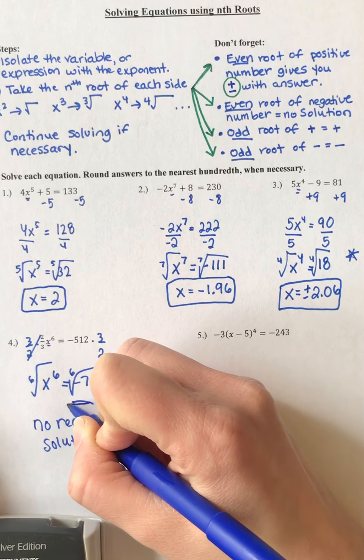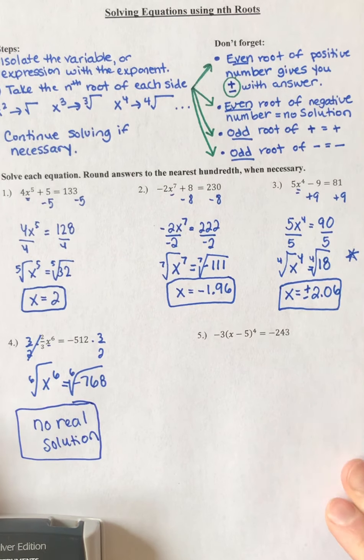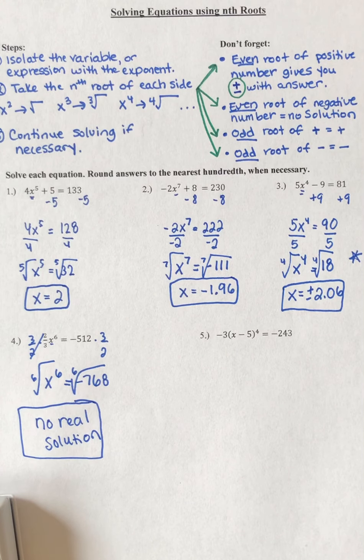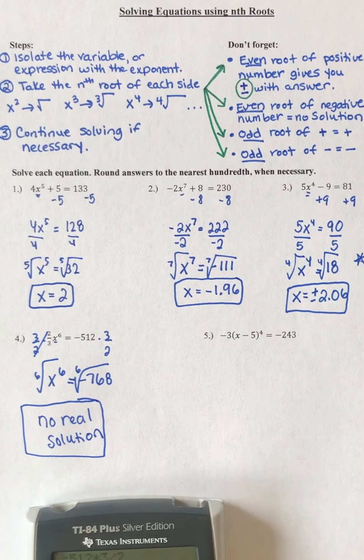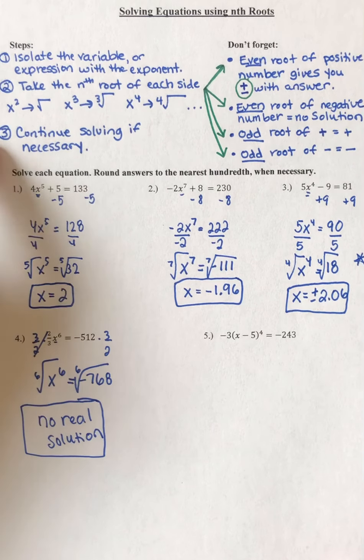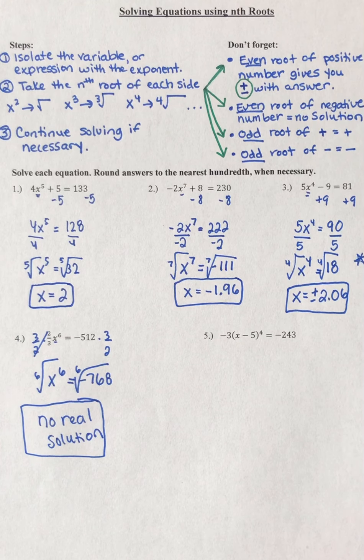Okay, so you might get something in your calculator that gives you an error message. So you think about, did you type in an even root of a negative number? And if you did, you want to make sure your answer is no real solution. All right, so let's look at the last one, number 5. So this is one where we are going to have to continue solving after we take our nth root.